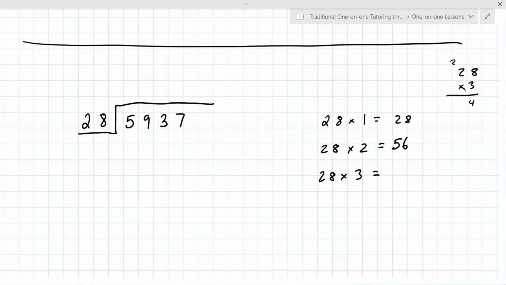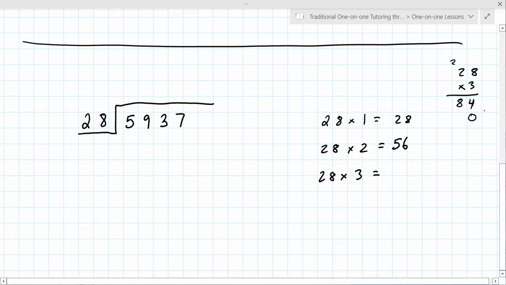3 times 8 is 24. You're putting a 4 down, carry the 2. 3 times 2 is 6. Add the 2. So it should be 84. Good. 84. Oh yeah, I just wrote that wrong. Okay. So what number goes above the 9? What number goes above the 9? Yes, 2.